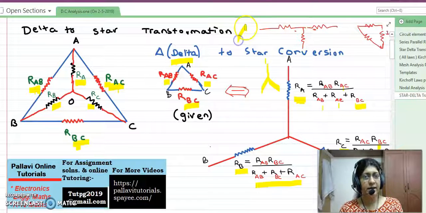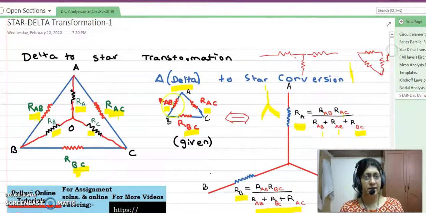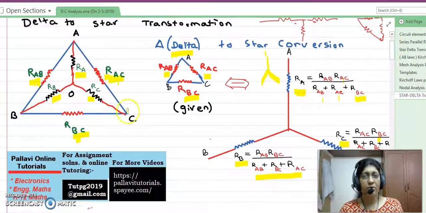See, delta is nothing but a triangle. As you can see, ABC is a delta. And what is a star? A star is this kind of a structure. This is star. When resistors are connected either in delta or in star, you go for delta to star or star to delta transformations. Coming back to our point, how do you convert delta to star in a very neat way?